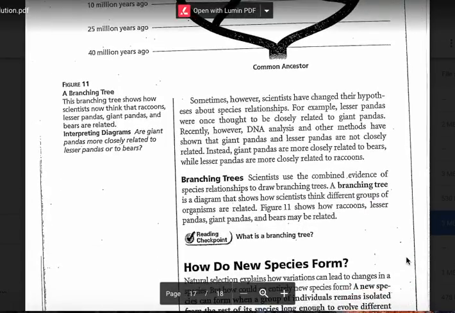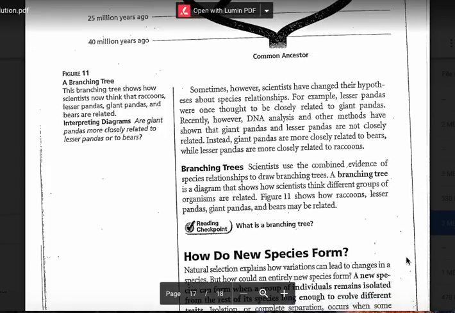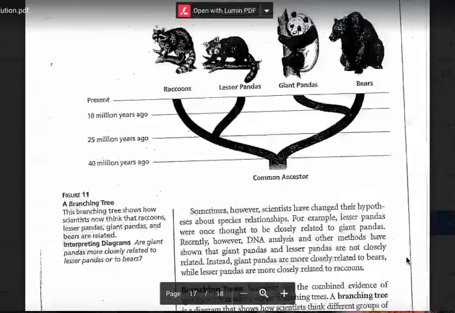Scientists use the combined evidence of species relationships to draw branching trees. A branching tree is a diagram that shows how scientists think different groups of organisms are related. Figure 11 shows how raccoons, lesser pandas, giant pandas, and bears may be related. So there's a common ancestor a long time ago that split into two different species. And each of those species split into two different species that we see today.